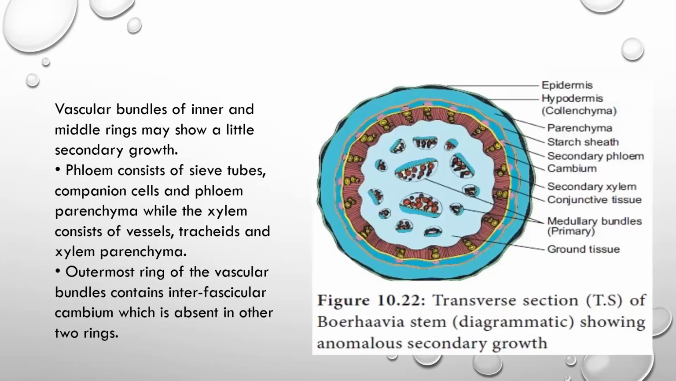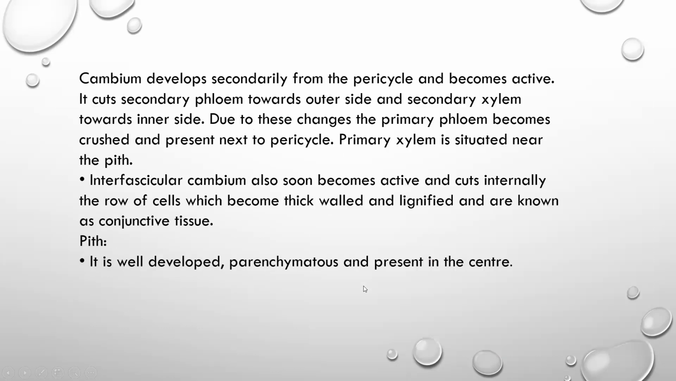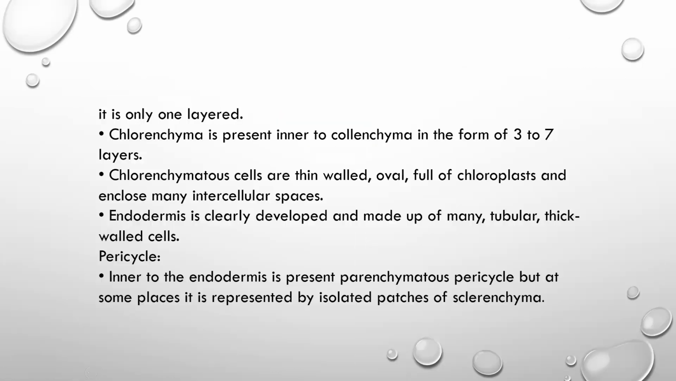Due to this, in the outer ring only, the intravascular cambium produces a larger amount of secondary vascular bundles, whereas in between, the intervascular cambium produces the conjunctive tissue. So this is also an anomalous activity. This is about anomalous secondary growth in Boerhaavia.